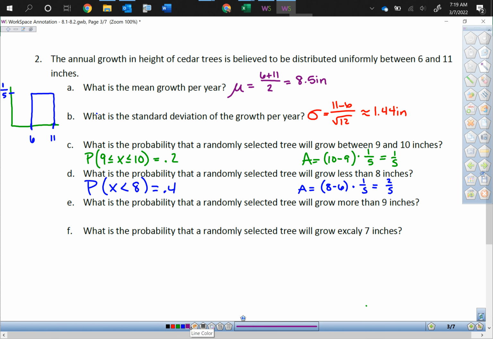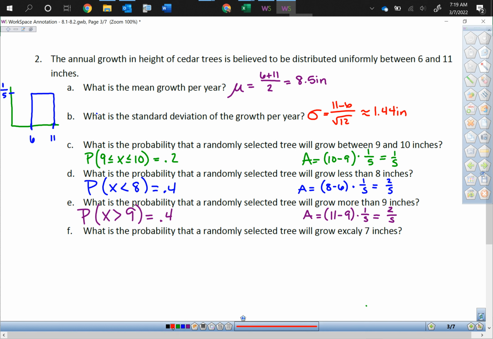Letter E, what is the probability that a randomly selected tree will grow more than 9 inches? So that's going to be x is greater than 9. That means my rectangle here is going to start at 9 and it's going to end at 11. So my area is going to be 11 minus 9, again times 1/5, which is again going to give me 2/5, so 0.4.